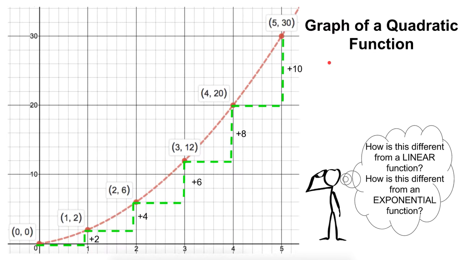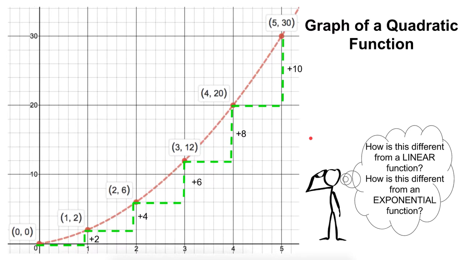Again, we need to think, how is this different from a linear function? How is this different from an exponential function? It's obviously not a line, so it's not linear, but it does kind of look like an exponential. But when we look at that growth, we can see it is not exponential. There's no multiplying happening here. This isn't 2 times 2 is 4 times 2 is 8. No, that's not what's going on here. The second difference is just adding 2.